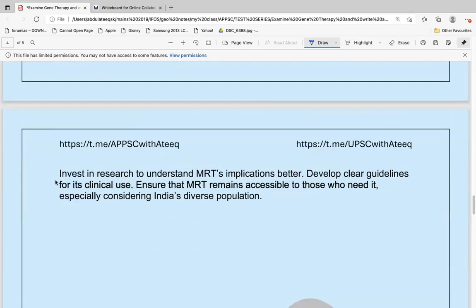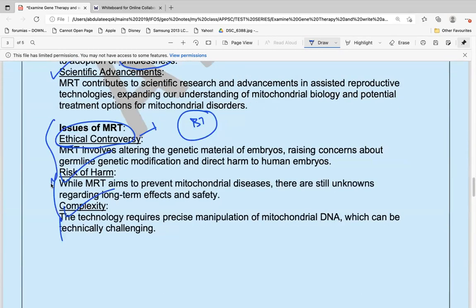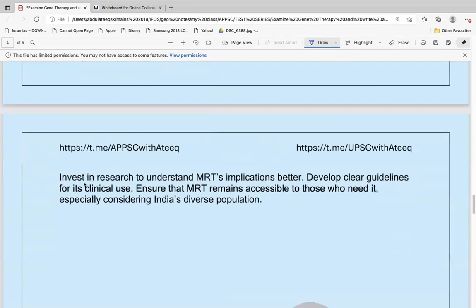So again, what should be my conclusion? Every time I talk about the problems, I have to give some kind of futuristic conclusion. Invest in research to understand the implications of mitochondrial replacement better. Develop clear guidelines for its clinical use. Ensure that MRT remains accessible to those who need it.